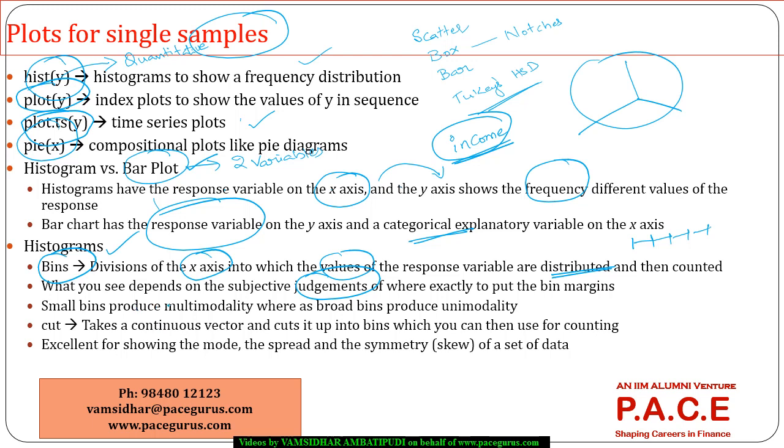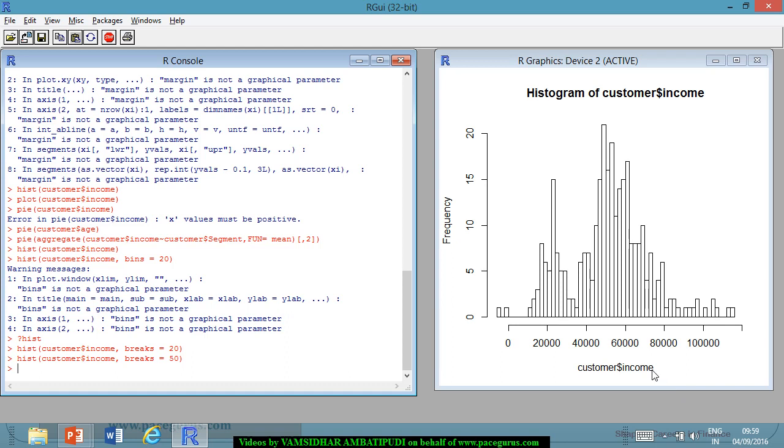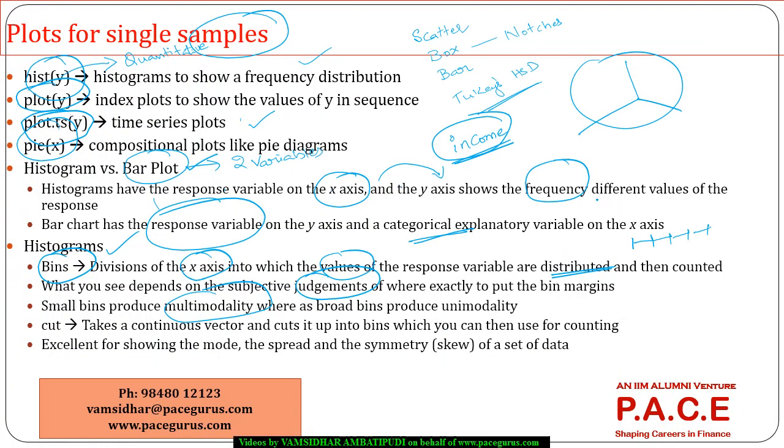Small bins produce multi-modality. If you look here, the bin size is very small, so there could be a possibility of multi-modal stuff. But if the bins are much bigger, then there is a possibility that you will have unimodality. Now, if you want to identify your bins, you can use the cut function. Take a continuous vector and cut it up into bins you can use for counting purposes. Cut as a function can very well be used to define all your bins.